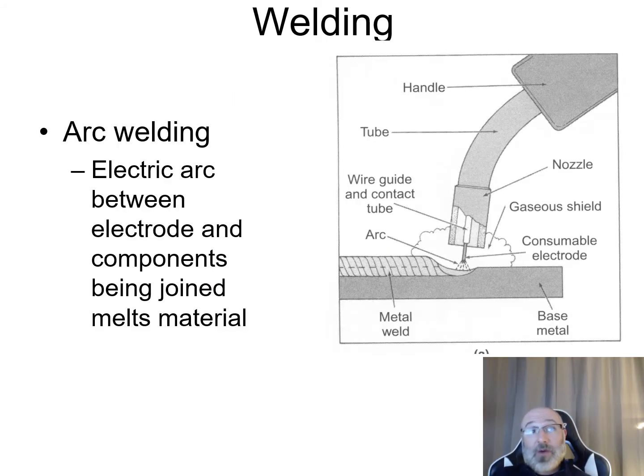So the next type of welding I want to take a look at is arc welding. For arc welding, what we have going on is an electrical arc between the electrode and components being joined, and what this does is melt the material.